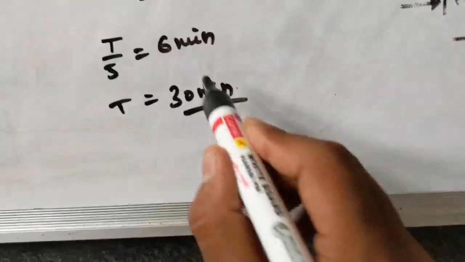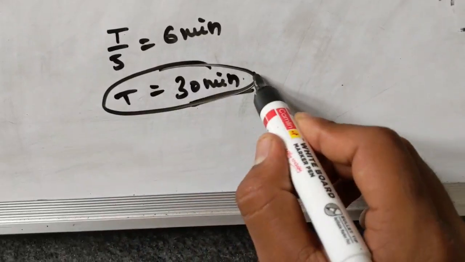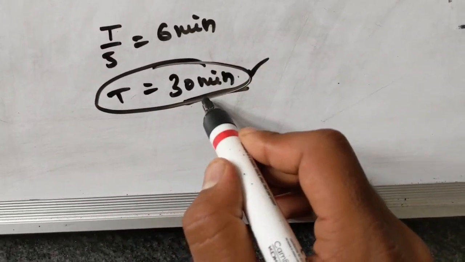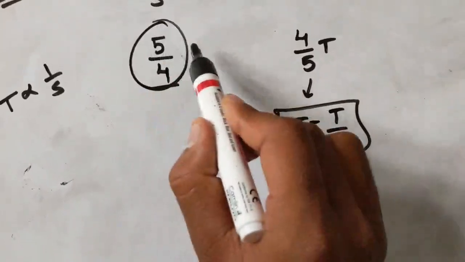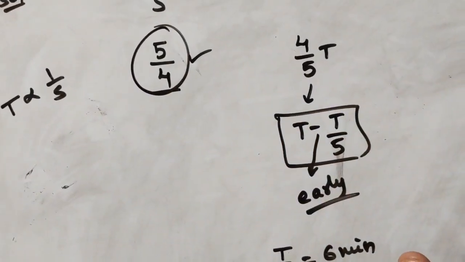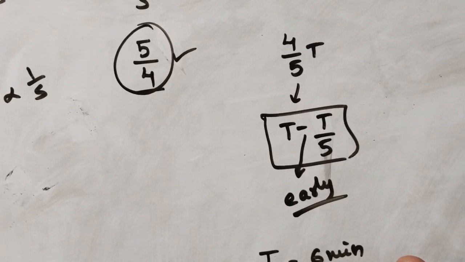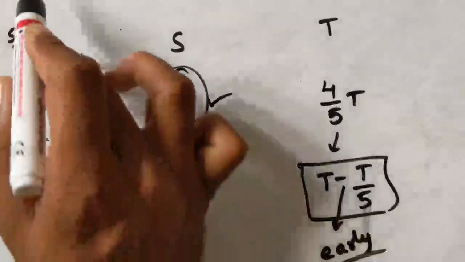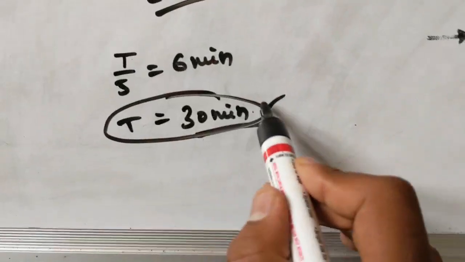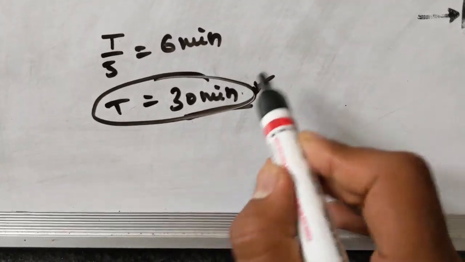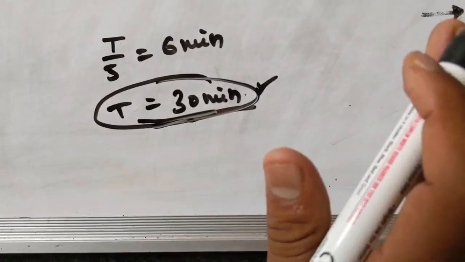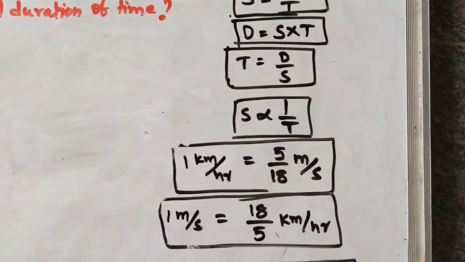Usually he will reach the office in 30 minutes, but today he is traveling at a speed 5/4 of his original speed, so he is reaching the office 6 minutes early. So instead of 36 minutes, he is reaching in 30 minutes today. I am just concluding here.